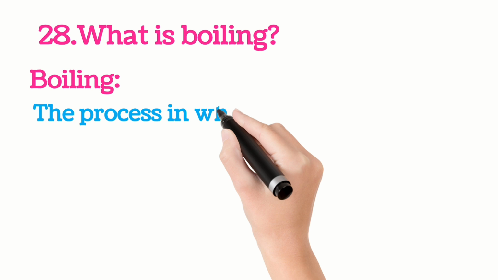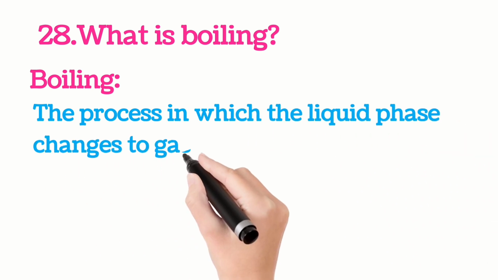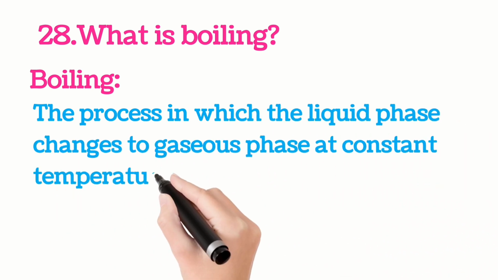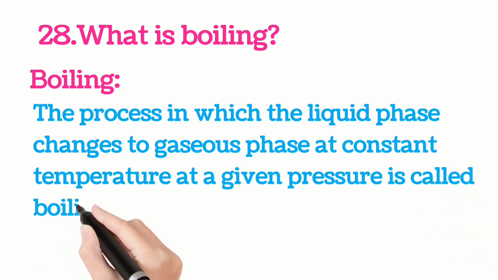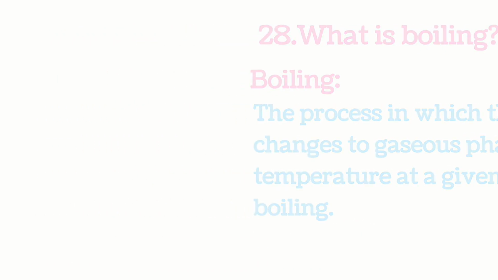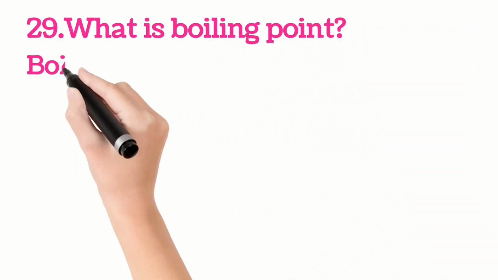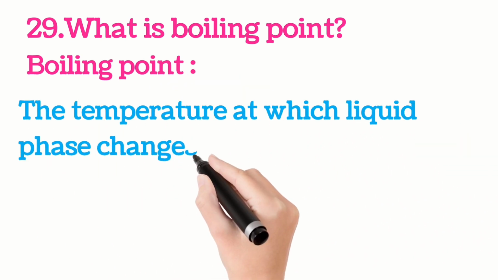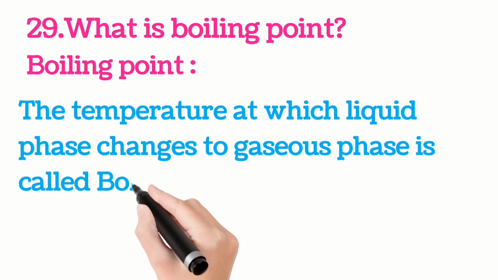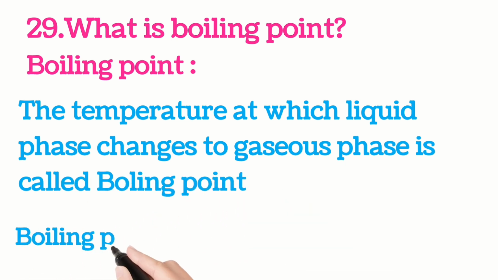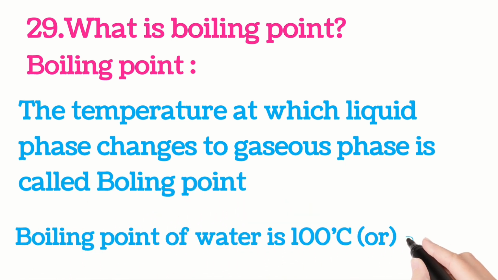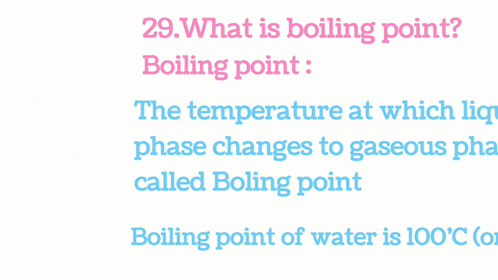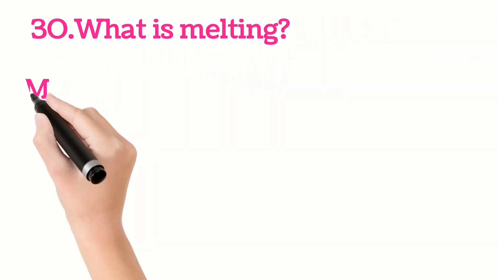What is boiling? The process in which the liquid phase changes to gaseous phase at constant temperature at a given pressure is called boiling. What is boiling point? The temperature at which liquid phase changes to gaseous phase is called boiling point. Boiling point of water is 100 degrees Celsius or 373 K.